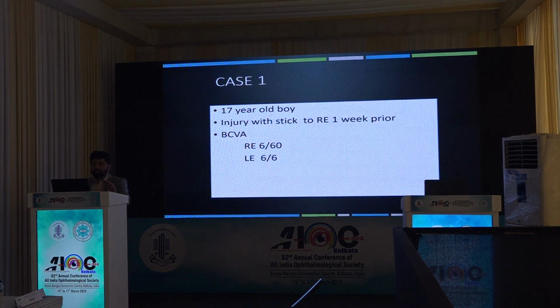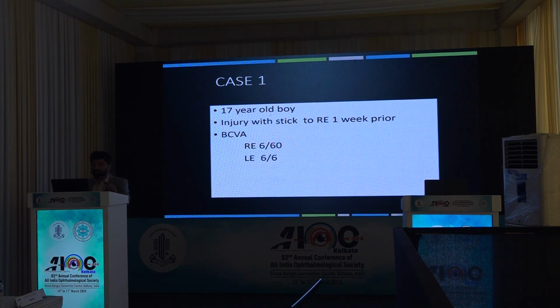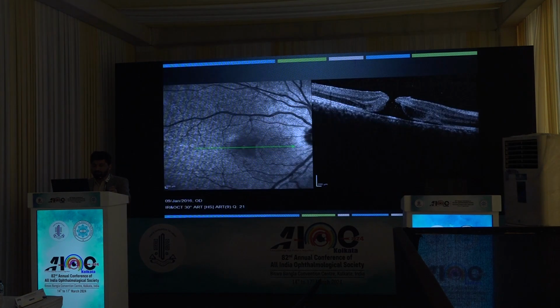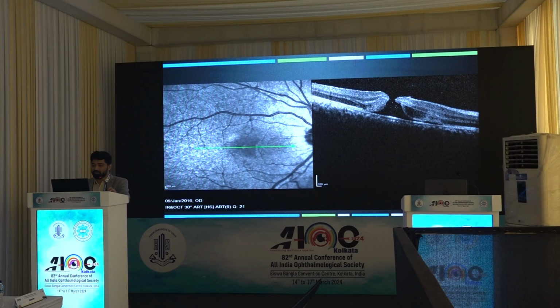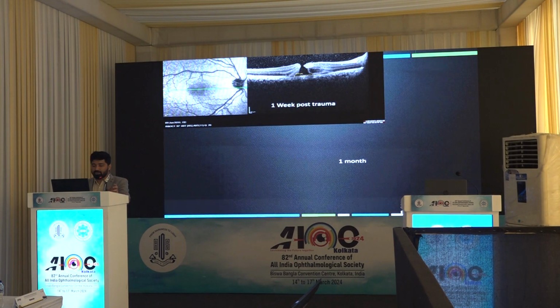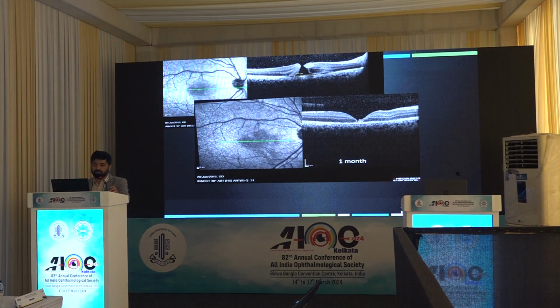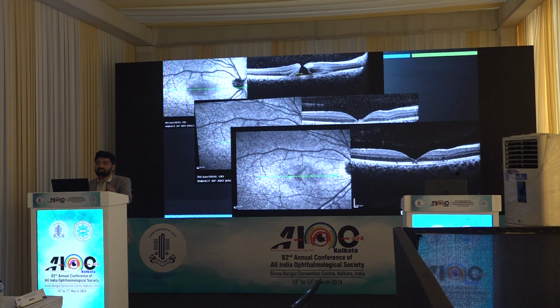So this was a 17-year-old boy. He came to us with a history of stick injury 1 week prior to the presentation with a vision of 6/60. Other eye was normal. This was the traumatic macular hole. So this is 1 week post-trauma, and this is 1 month post-trauma, and this is 2 years later. It has closed on its own spontaneously with a good recovery of vision.